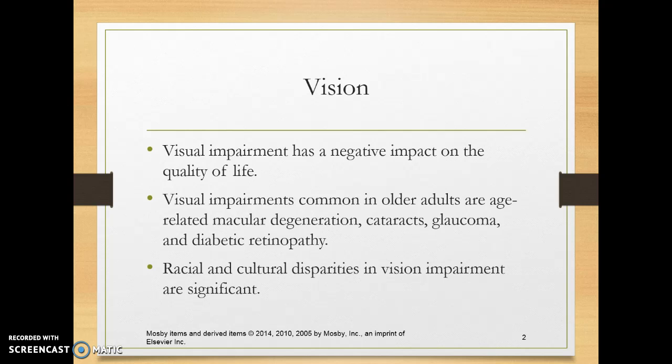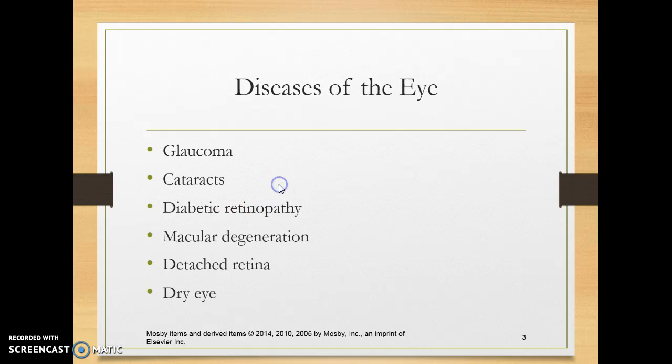So vision, we know that vision impairment would have a negative impact on the quality of somebody's life. And so there are different things that can cause these visual impairments for the older adults, and we're going to talk about each one of those, such as macular degeneration, cataracts, glaucoma, and diabetic neuropathy. There are different racial and cultural disparities in vision impairment that are significant that we'll learn about. So diseases of the eye, you have listed right there.